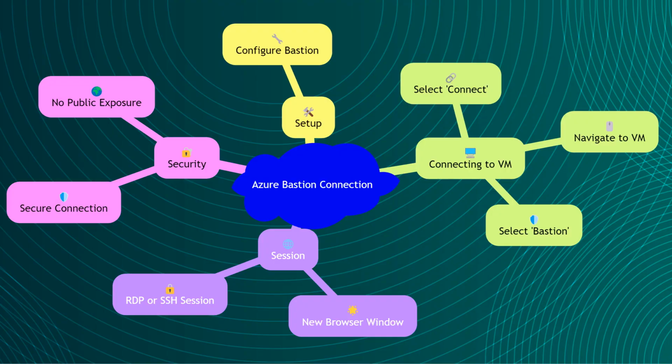Once Azure Bastion is set up, connecting to your virtual machines is straightforward. Navigate to the VM you wish to connect to and select Connect followed by Bastion. This will open a new browser window with an RDP or SSH session to your VM. This method ensures that your connection is secure and does not expose the VM to the public internet.